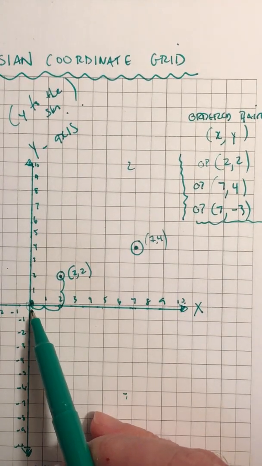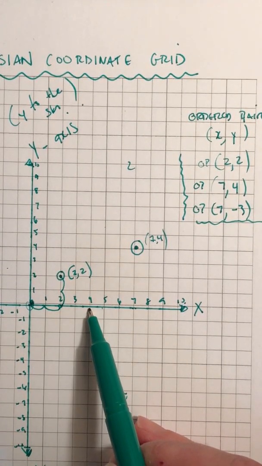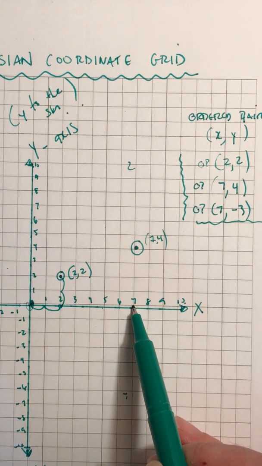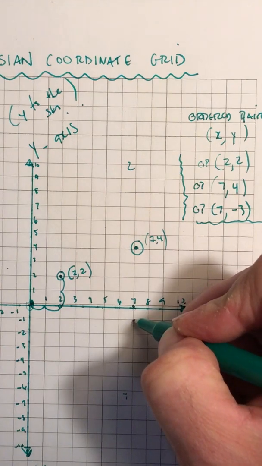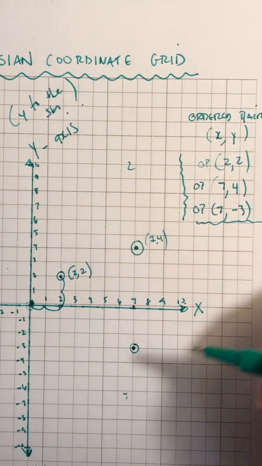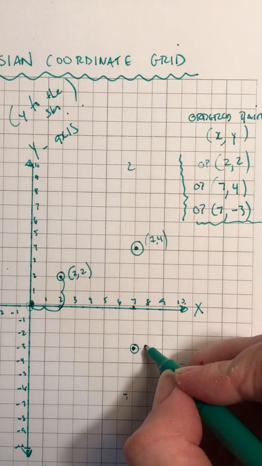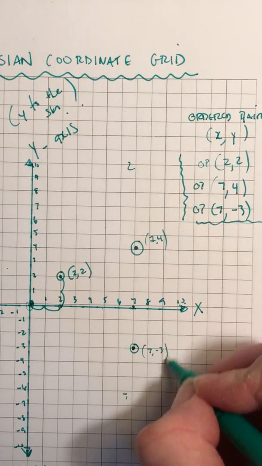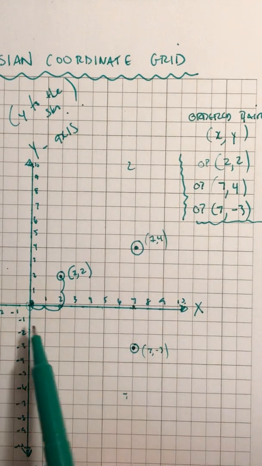Okay, so we'll go 1, 2, 3, 4, 5, 6, 7, and now we've got y, but we've got negative, so now we have to go down. 1, 2, 3. So I'm going to plot that point, put a little circle over it so I can see it. I'm going to put this right here. So we've got 7, -3. There's our ordered pair. So let's just take a look.